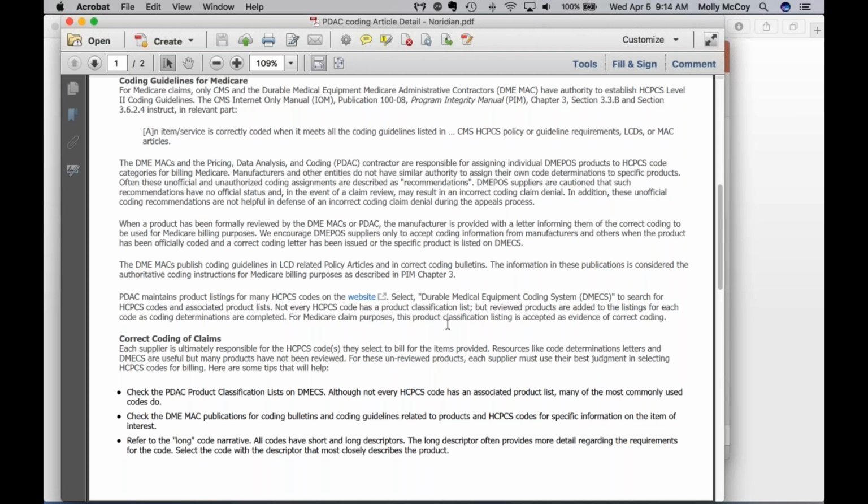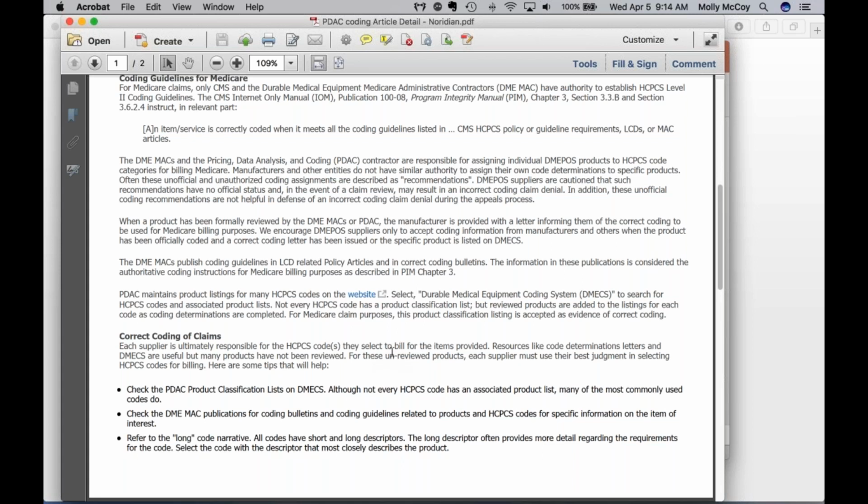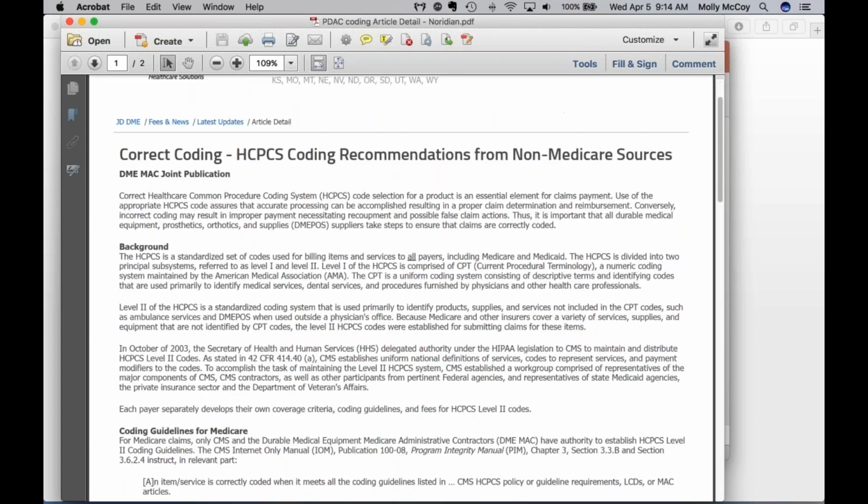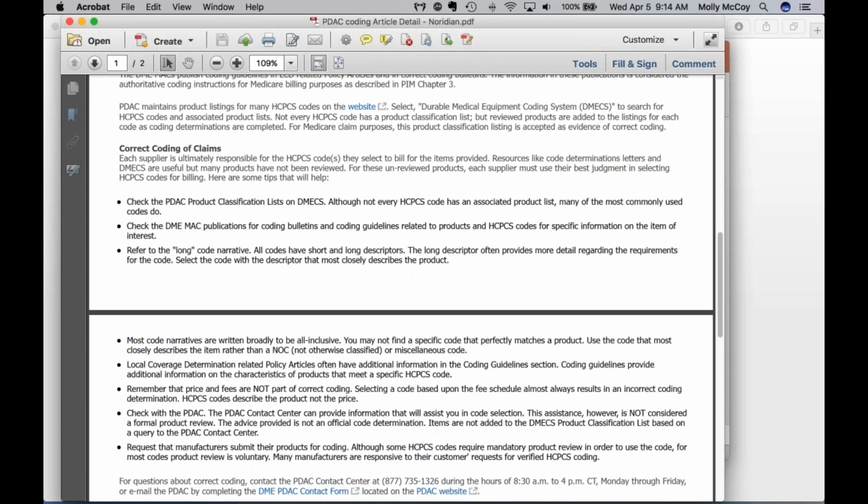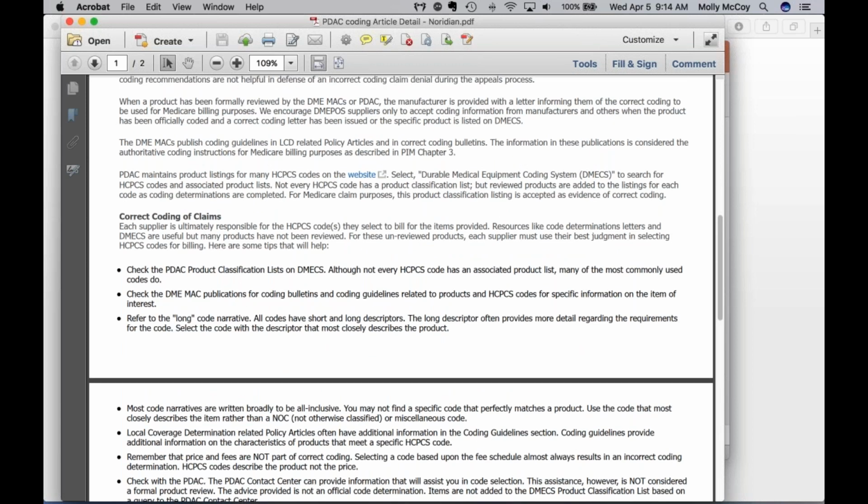Because there is so much information out there that seems to be not conflicting, but at the very least confusing about what's going on with the PDAC and how it should or shouldn't affect you. So again, this document is in your handouts. It's the PDAC coding article detail there, and once you download those handouts, you'll see it. And I would encourage you to read through it. I think it's only 2 pages. Yeah, it's 2 pages. It's fairly short, well worth the read, and it really can help you understand what the PDAC means for your practice or what it doesn't.